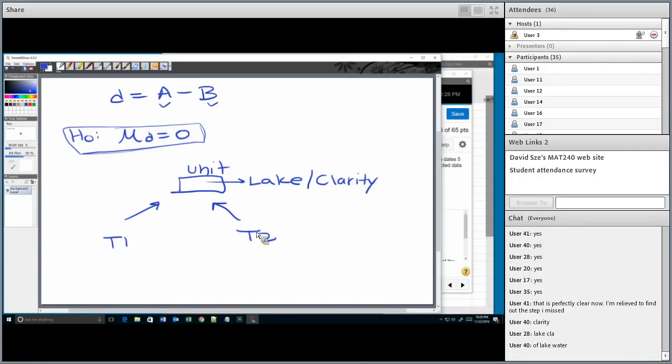And what are my treatments? How am I doing this? I have measurements. This is the first measurement taken in year 1, and this is the year 2 measurement. These are my 2 treatments. Same unit, 2 treatments. Do you see how this is matched pair?